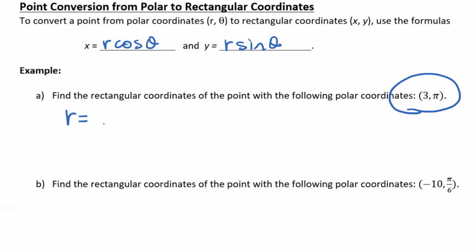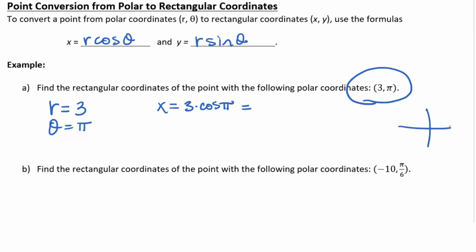So let's go ahead and use that to find the rectangular coordinates for the point (3, pi). What is R in this case? 3, and theta is pi. So that means X is going to be 3 times the cosine of pi. Cosine of pi, think of pi as this point, (-1, 0). What's the cosine? -1, good. So this is going to be 3 times -1, which is -3.